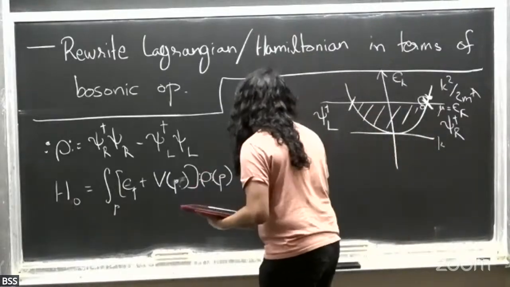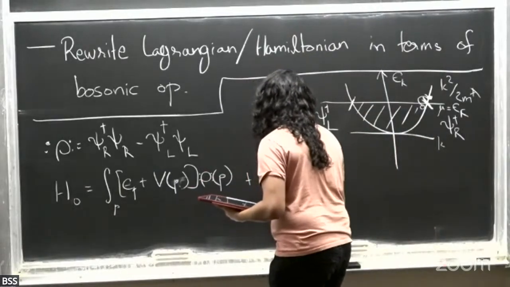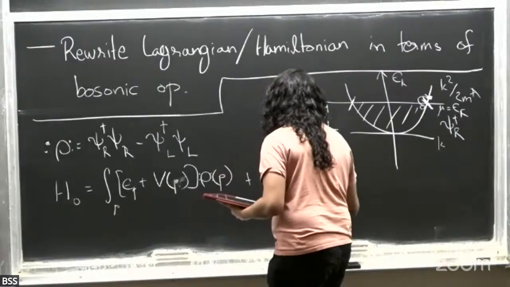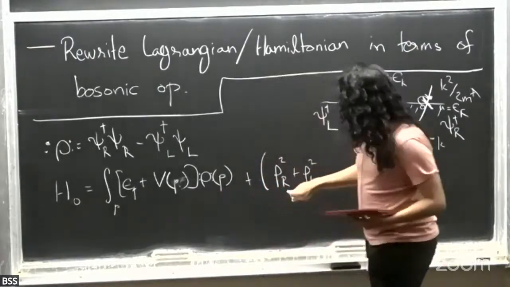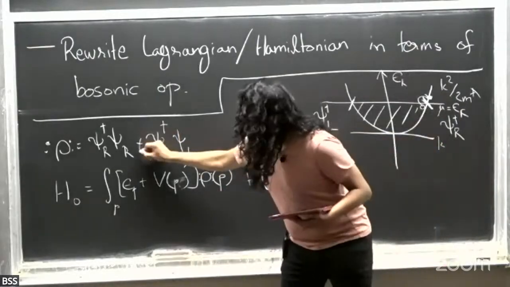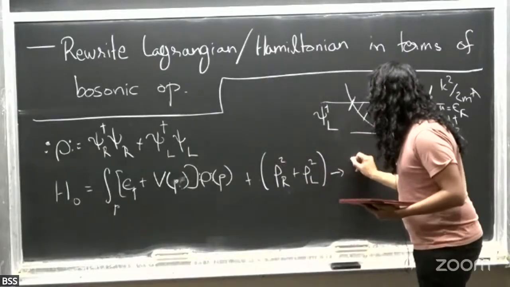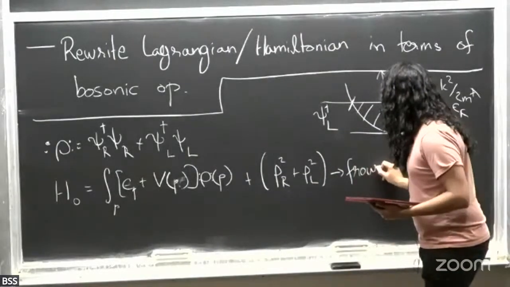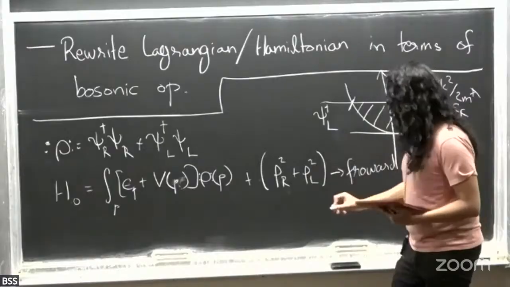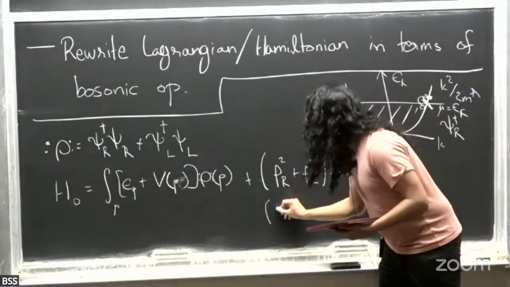And these are forward scattering, which is, so the right, this should be plus. And backscattering.